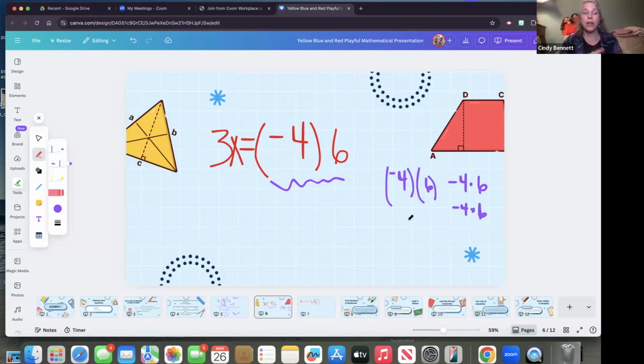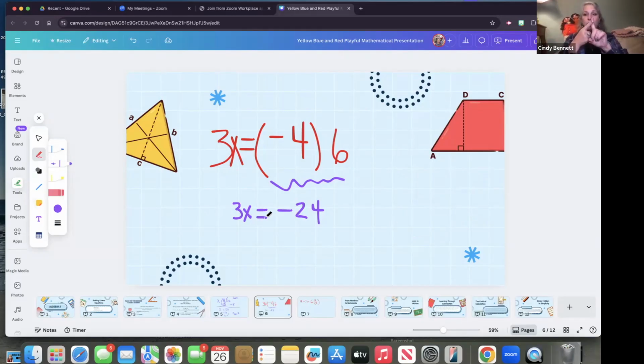If it's a whole number like 3x, there's no symbol in between, that also means times. So if you have a number and a letter, that means times, or multiply. So we're going to erase all that. And now we're going to do -4 times 6. -4 times 6 is -24. And 3x over here, we don't simplify anything over there.